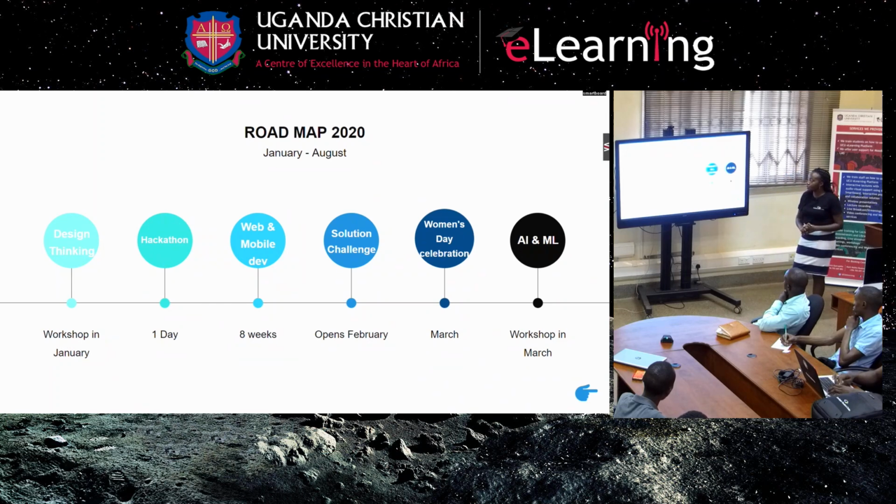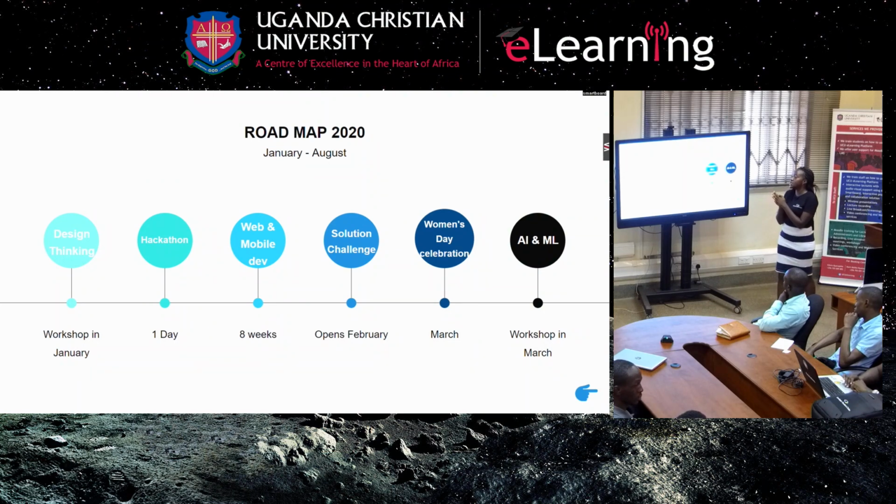Then next year, we'll have a design thinking session. This is mainly to give us knowledge on how to create the best solutions for the problems we're trying to solve. It will also be a workshop on a certain Saturday. And then this is also to prepare us for the hackathon that we'll have after that, which will be a one-day event. A hackathon is mainly an event where you come one day, we divide you into teams, or you can come with your teammates and just solve a problem then and there.